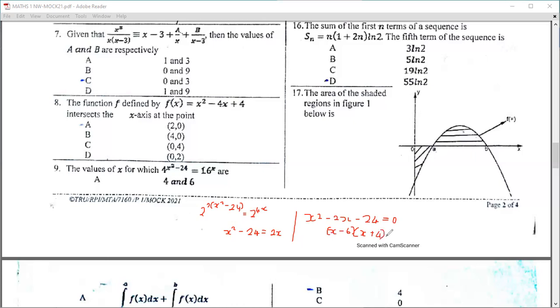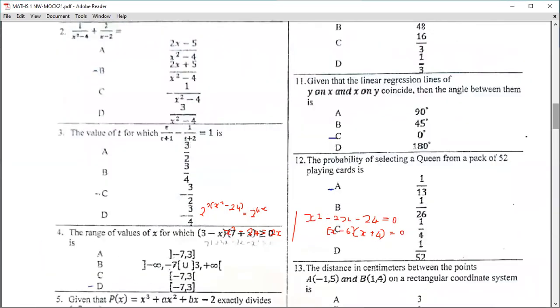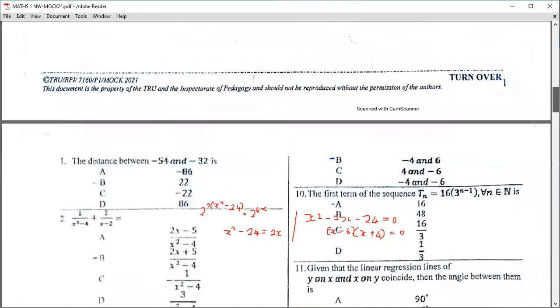So what will be the values of x? The values of x should be equal to 6 and negative 4. So those are going to be the values of x. Let us see what you have on the paper for the values of x. At this point, we have 6 and negative 4. So that gives us B, 6 and negative 4.